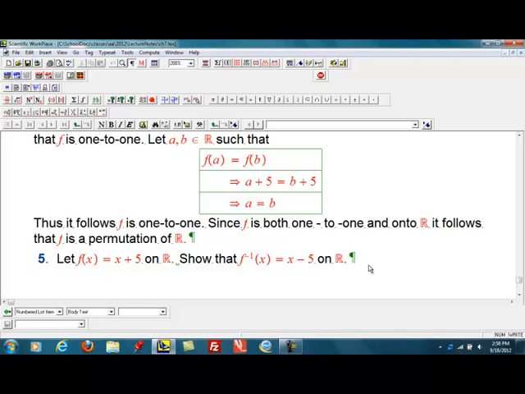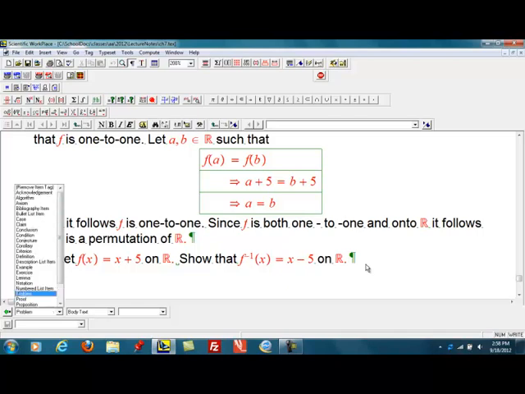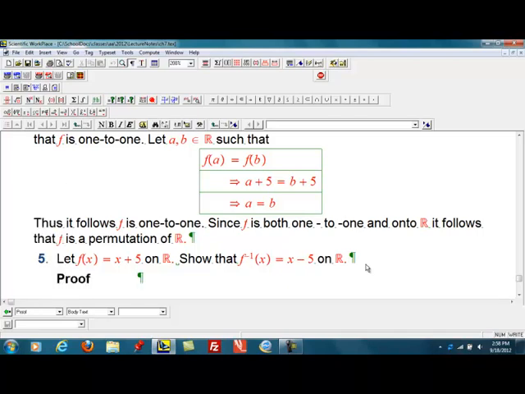The second part of that, you're showing the inverse. So you're going to write down the formula for each of them to see what the inverse is going to be. It's going to be a similar process to that. On this right here, I want to show that the inverse equals something on R. So let me show you how to do that. Question.